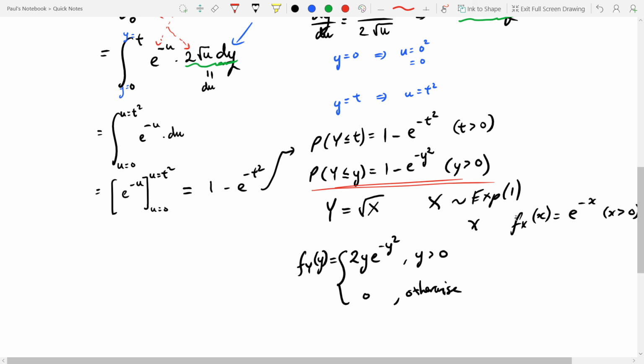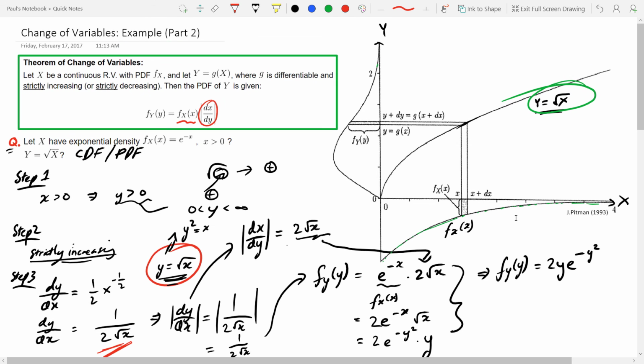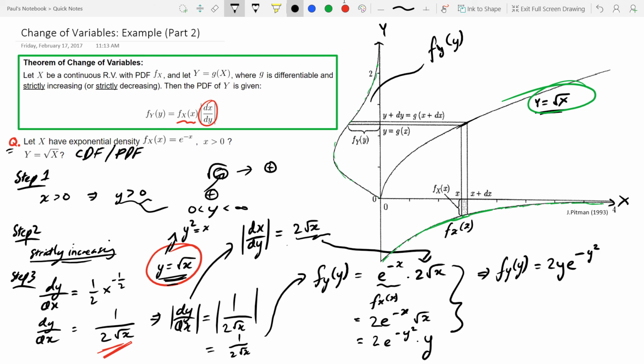Okay, so now let's go back and look at our diagram and see what just happened. Basically what we've done here is we've taken an exponential density, and then our random variable was transformed into y, so it was a square root instead. And then the new random variable y is distributed as follows, and that's it. So that's how they're related. You have this density, and it's transformed by this transformation of square root x, and then you get this new density, which is 2y times e to the power of minus y squared. That's the density right there.